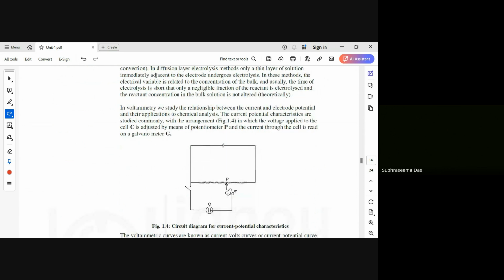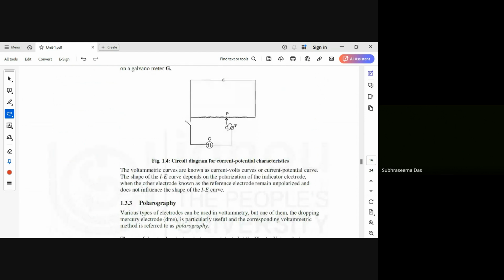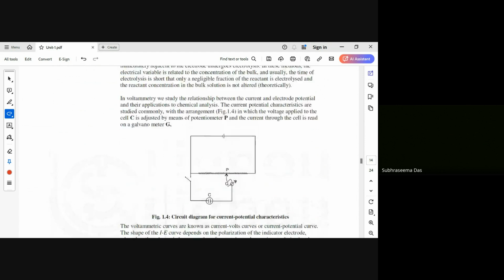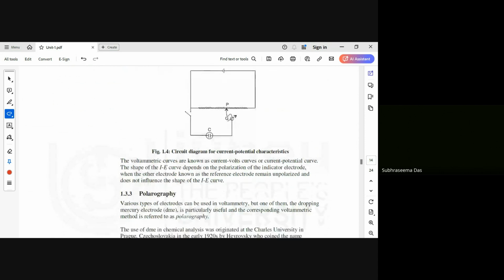As you can see, this is the circuit diagram for current potential characteristics. The voltammetric curves are particularly called IE curves, that is current potential curves. Depending on the shape of the IE curve, we can know the polarization of our indicator electrode, the importance of the reference electrode, and the part that remains unpolarized. So voltammetry is particularly dependent on the type of curve that is generated, which is called the IE curve. This part will be discussed later in greater detail.